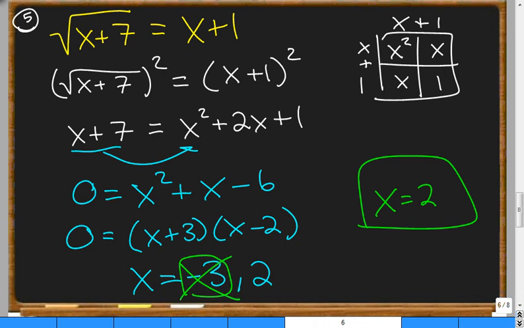Now, quadratic equations can always be solved using factoring, okay? But the answers aren't always going to be useful, so you must check your answers.